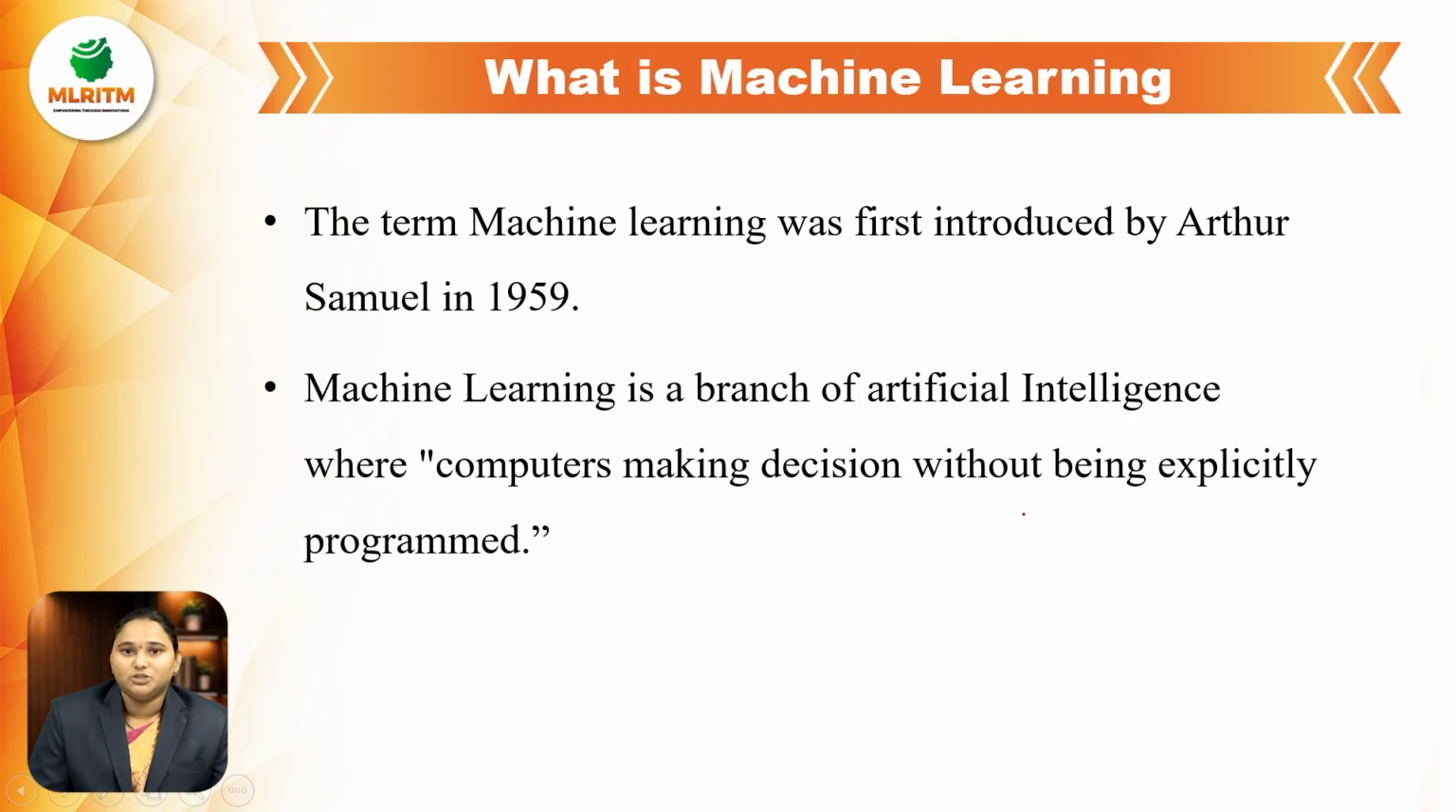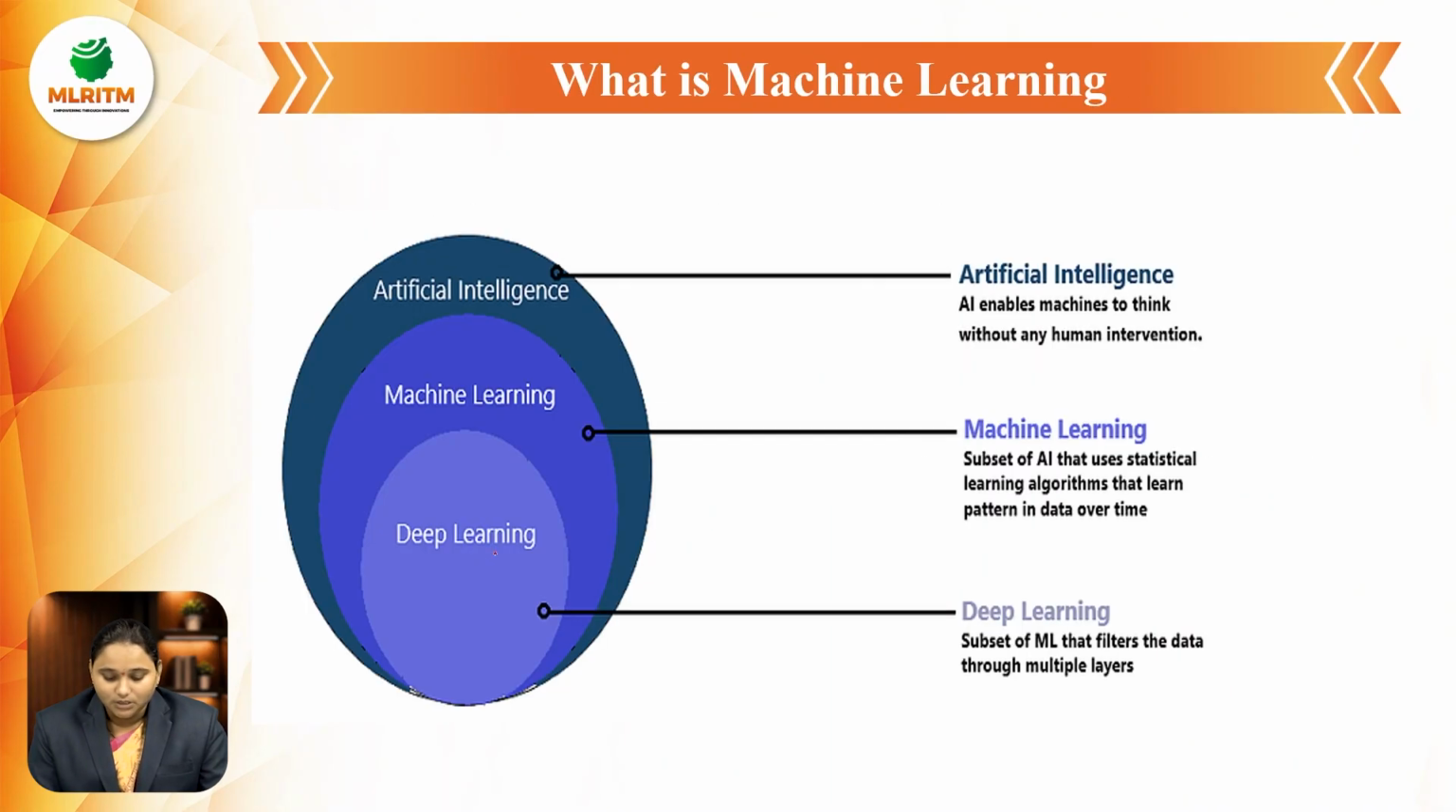Next, what is machine learning? The term machine learning was first introduced by Arthur Samuel in 1959. Machine learning is a branch of AI where computers make decisions without being explicitly programmed. Next, in machine learning we have AI, ML, and deep learning. AI enables machines to think without any human intervention, and machine learning is a subset of AI, and deep learning is a subset of machine learning.